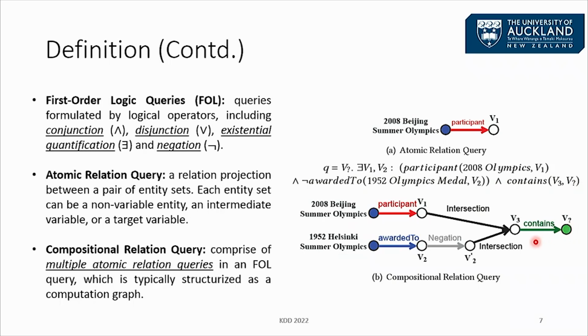We need to be able to perform logical operations: intersections, negations, and also union. And then we also need to be able to perform relation-specific relational projection. Given a knowledge graph, we might have more than 200 different relations that capture the interaction between different types of entities.